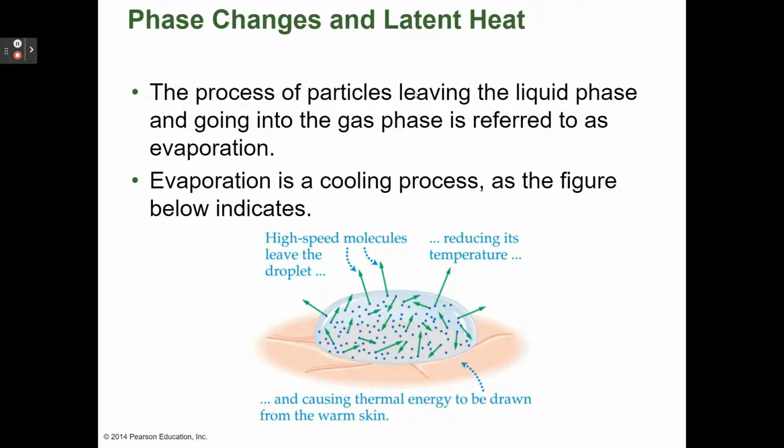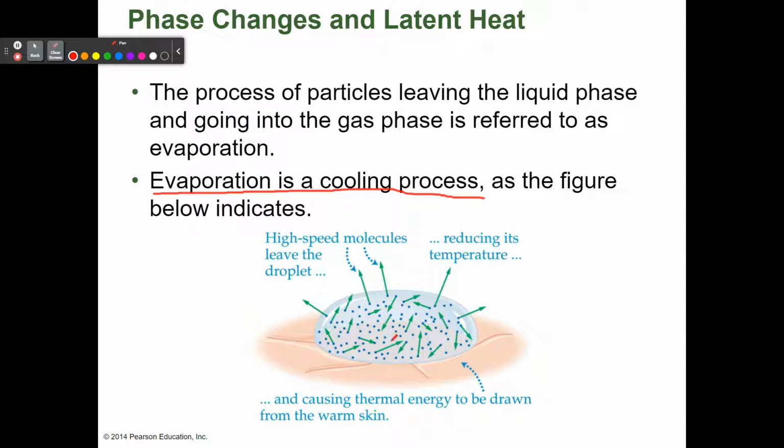So the process of particles leaving the liquid phase and going into the gas phase is called evaporation. And evaporation is actually a cooling process. So you need to know that. Evaporation is a cooling process. And the figure is showing that happening.